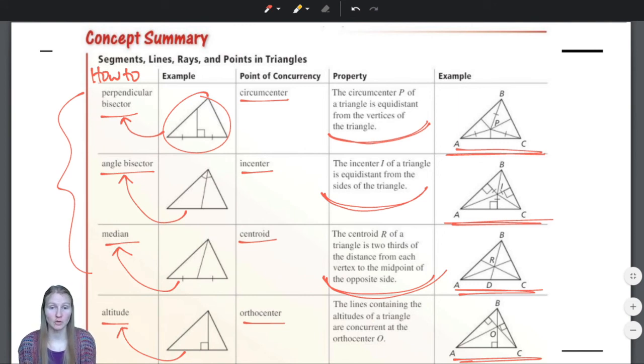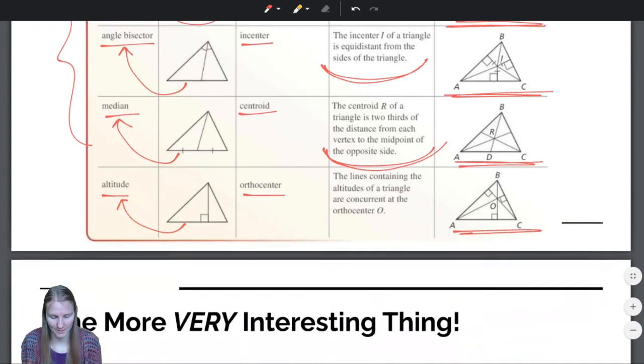Okay, so if you'd like to take a screenshot of this and write this down, not a bad idea. Not a bad idea at all. If you're like, oh, I know everything on this chart, it already makes sense to me, maybe don't write it down, but I'd encourage you to write it down to help you remember.